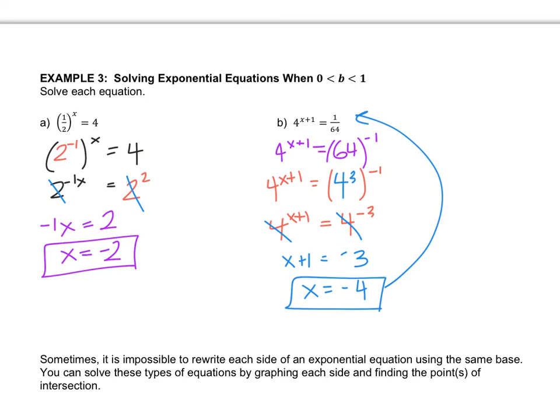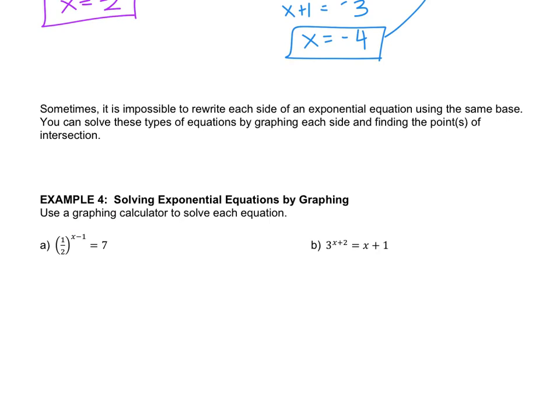Now, like I said, sometimes you can't create the same base. And you're going to look at logarithms in upper level math to solve equations like that. But another way that you could do it is to graph each side of the equation and see where they intersect. So if we go down to look at the equations at the bottom, you see that we have a 2 and a 7, and those can't be made to have the same base. We've got a 3 as a base, and this isn't even an exponential expression because the variable is not in the exponent, so those definitely can't have the same base.